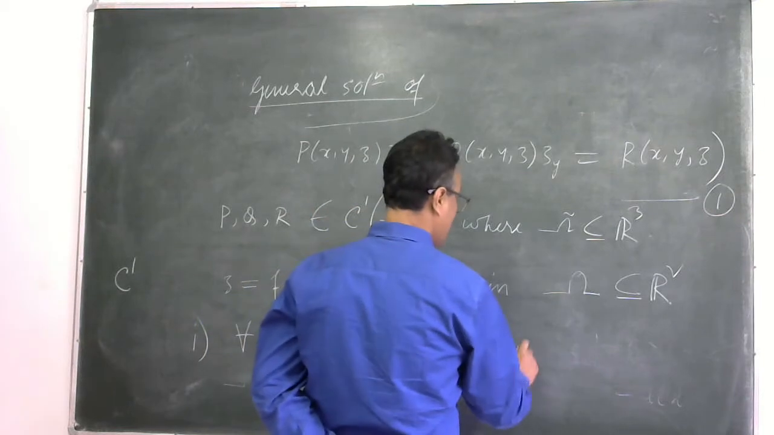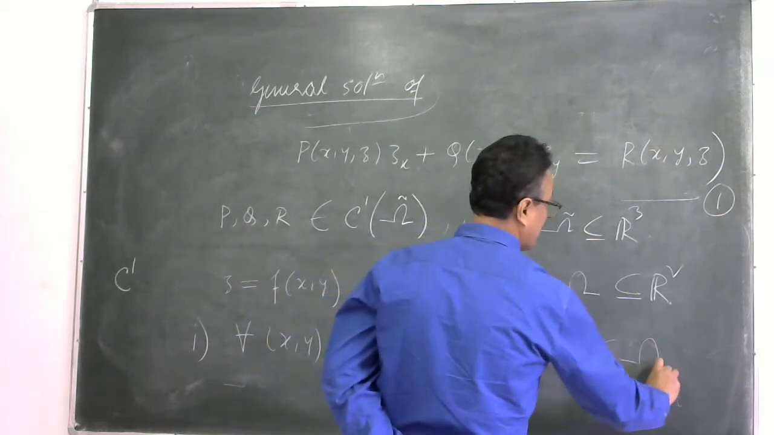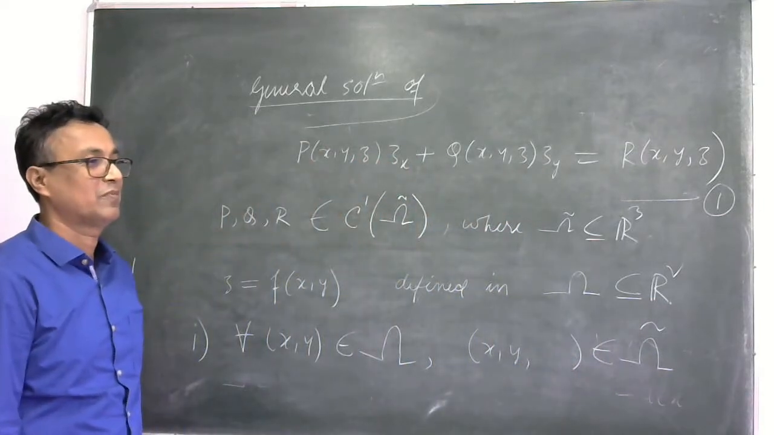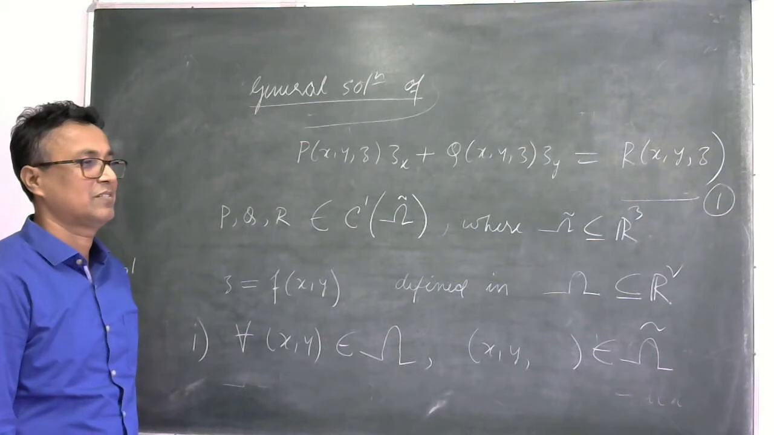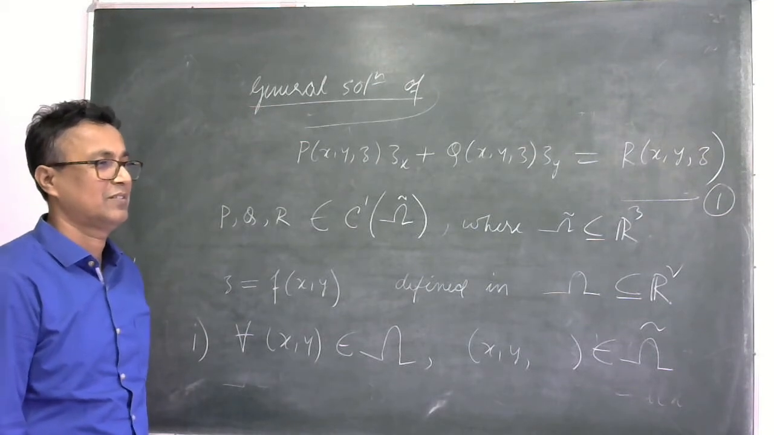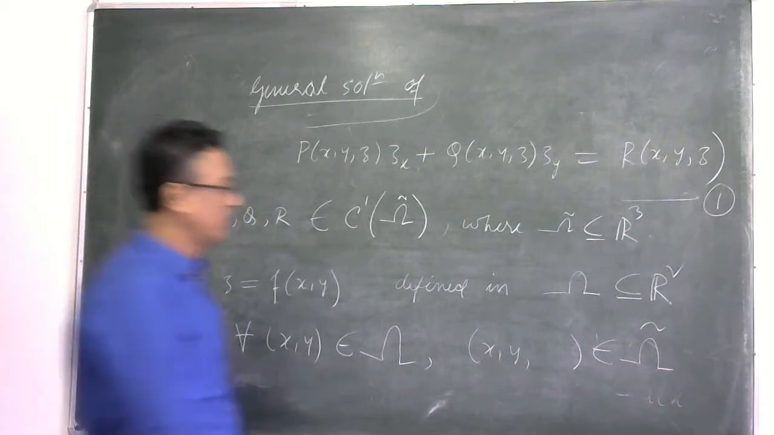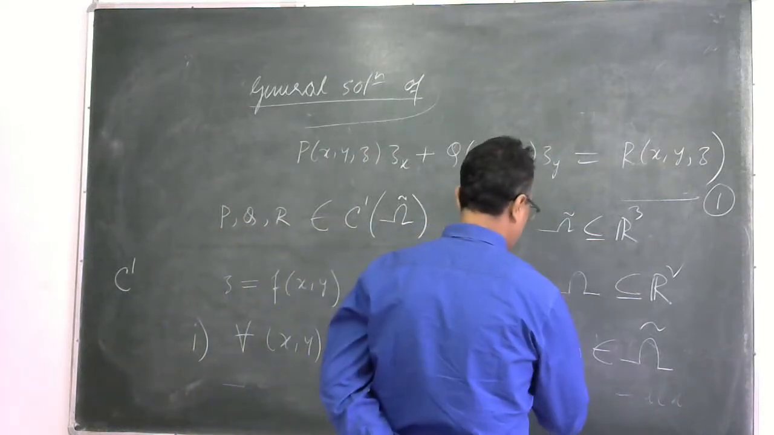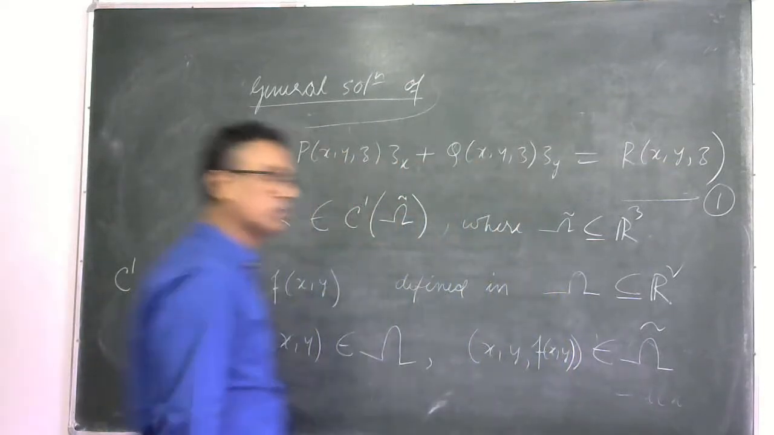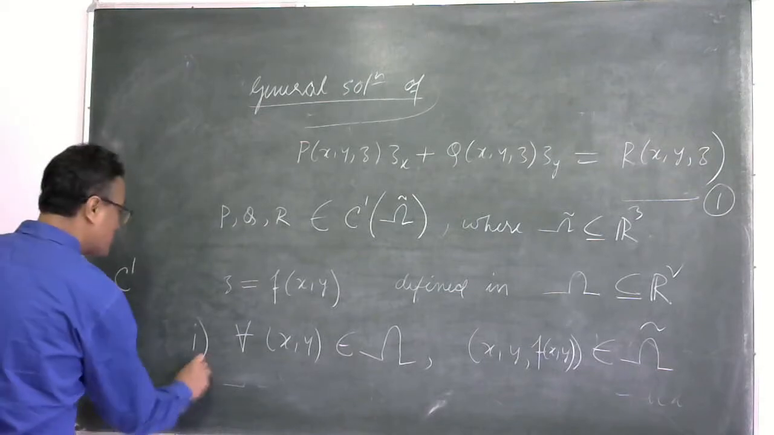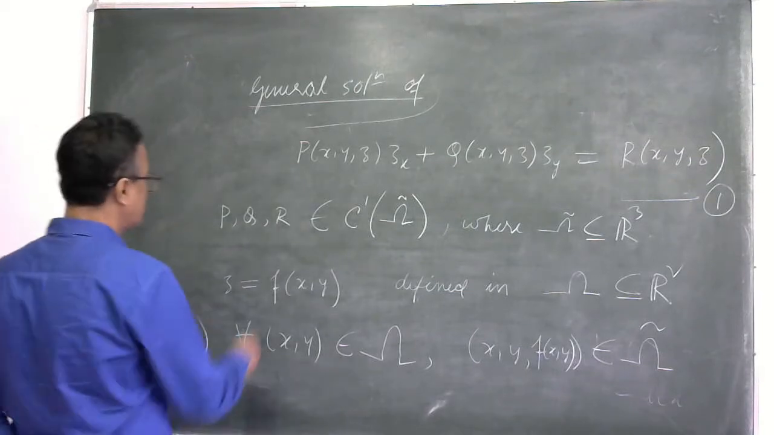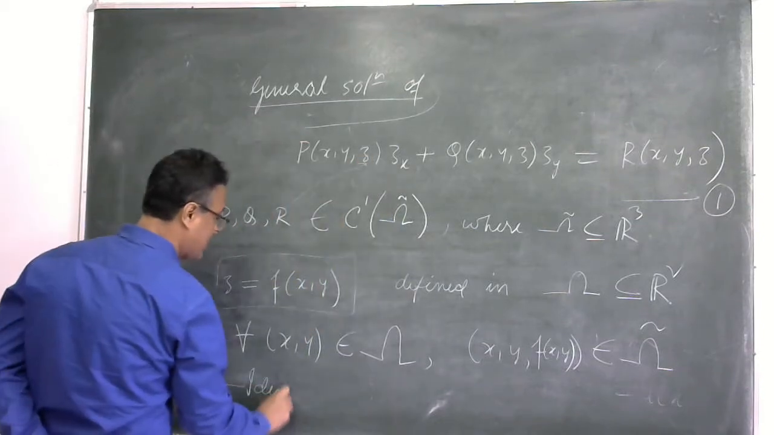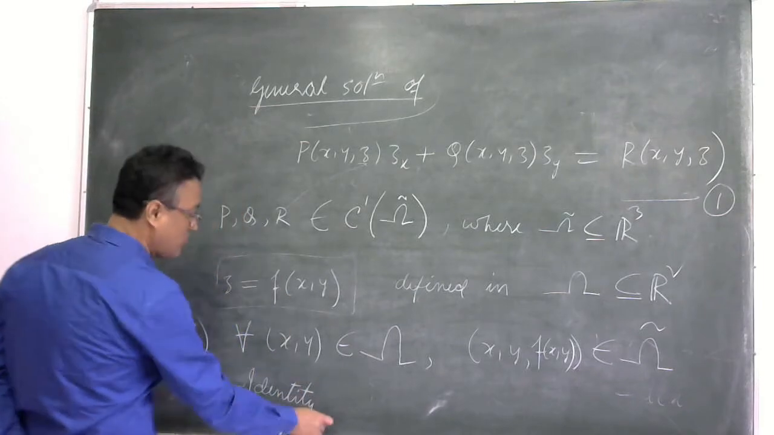Your x, y, what? Yes? What should be here? F of x, y, yes. F of x, y belongs to omega tilde. And number 2, again, once you substitute this solution in the given differential equation, it reduces to an identity. That's it. It reduces to an identity.